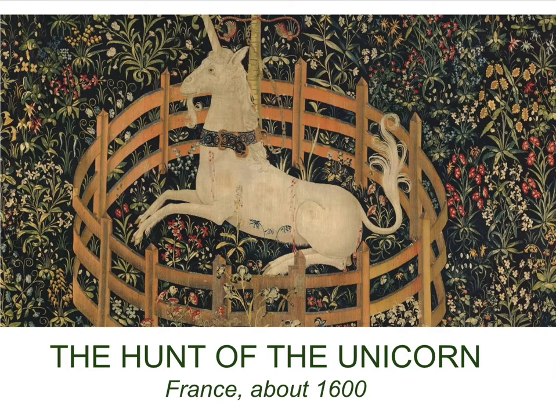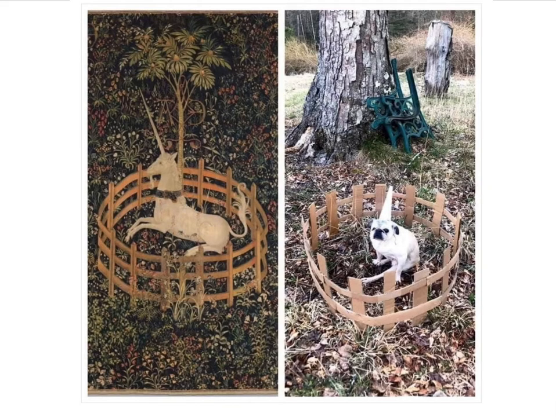So they would spend years and years and years on these beautiful tapestries, and they would use these tapestries to tell a story. So we're going to look at a specific tapestry today called the Hunt of the Unicorn. It was made in France around 1600, and there's something very serious I need to show you first, which is this photo of a dog in a cardboard cage wearing a horn.